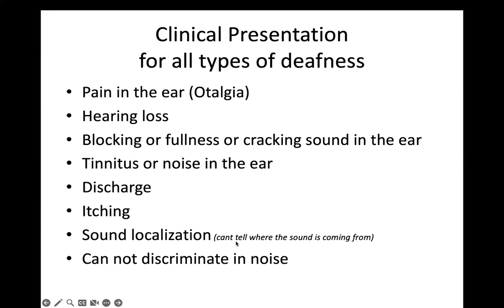Discharge, itching, sound localization, meaning they have poor sound localization, so they don't know where the sound is coming from. Or they cannot discriminate in noise, for example. This could be a cause. Sometimes people have problems with speech discrimination because of the hearing loss. So that's another way they can present to you.